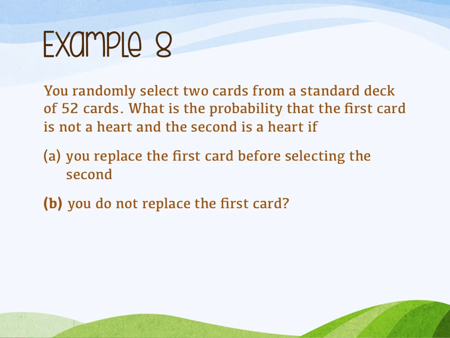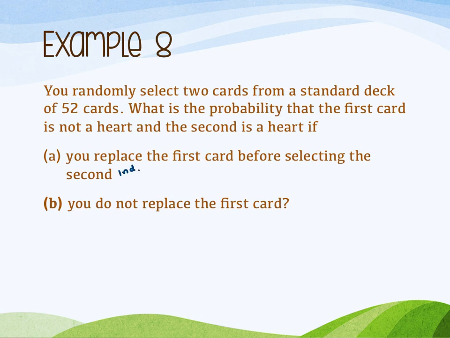Okay, example 8 says you randomly select 2 cards from a standard deck of 52 cards. What's the probability that the first card is not a heart and the second card is a heart? If A, you replace it, B, you do not. You have this one, right? Yeah, okay. All right, so we're going to look at A. You replace the first card. What does that mean? This is independent, okay?